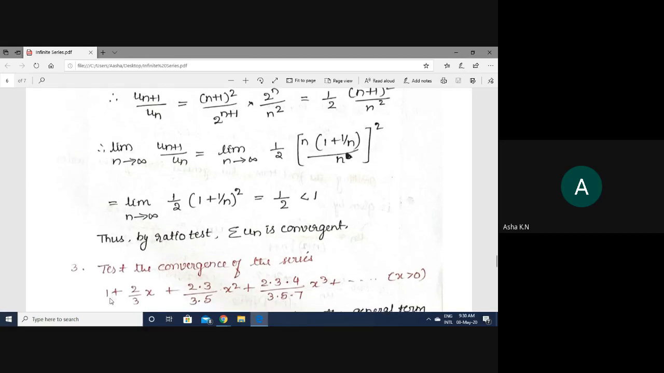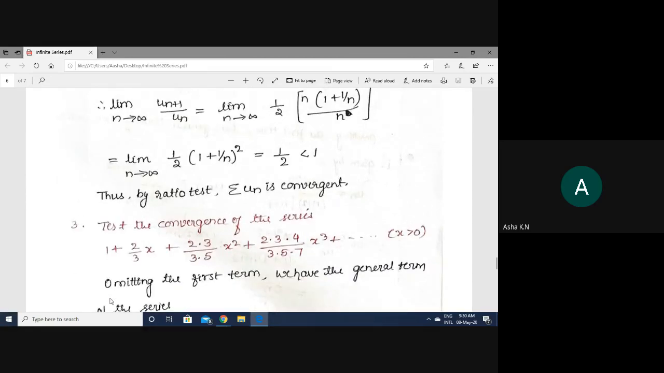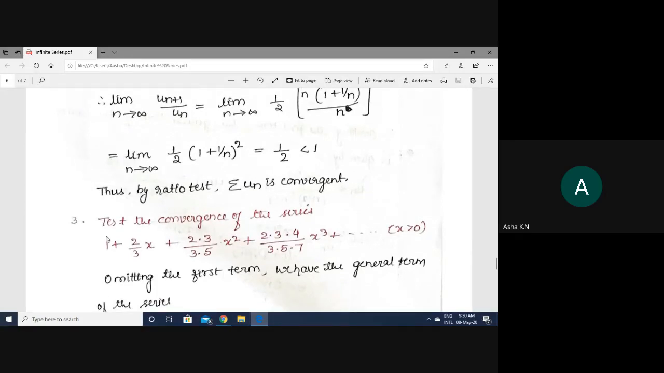Now, omitting the first term, we have the general term. Just ignore this one, it's not there. Now just concentrate on the terms starting from this 2 by 3 into x. Just concentrate on that.